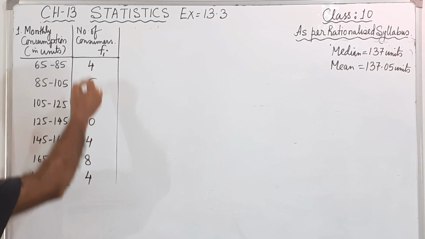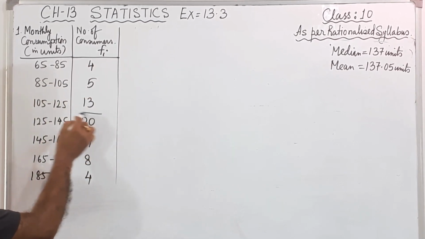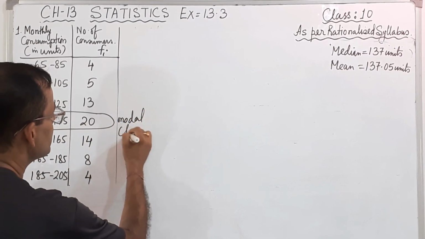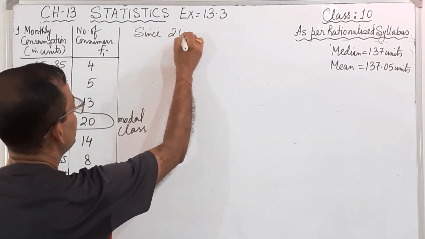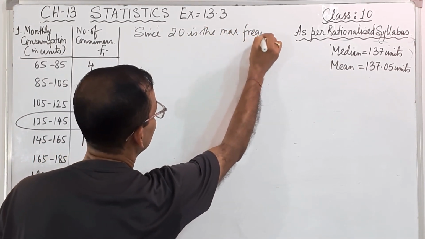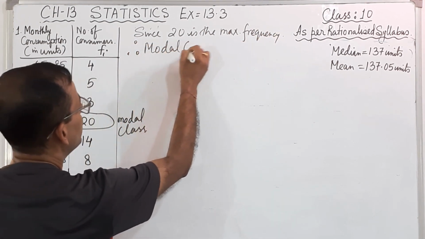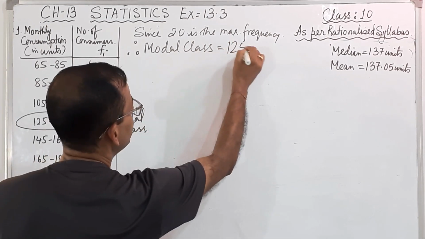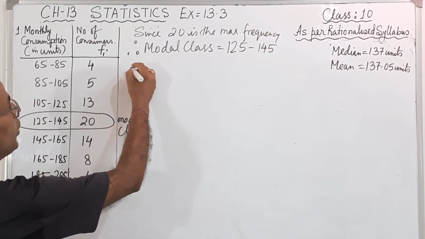Now from this chart, which is the highest frequency? So the highest frequency is 20. So this will be the modal class. So what will I write? Since 20 is the max frequency, therefore modal class equals, so this is the modal class, 125-145. Clear?